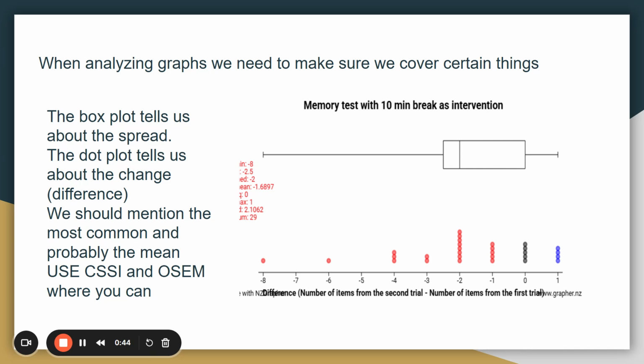So when we talk about this, we want to look at things like the spread of the data. We probably would mention what's most common and perhaps the mean. And it's quite good to remember our CSSI and OSIM, where we can use that if possible. So centre, spread, shape, interesting, and obvious, specific, evidence, and meaning. Those are important parts when we are deciphering our statistical graphs.